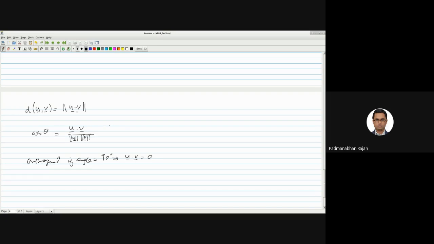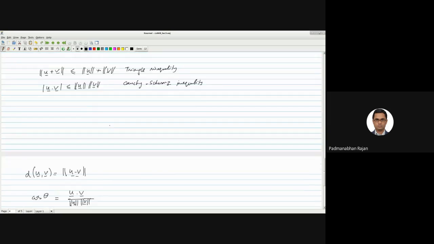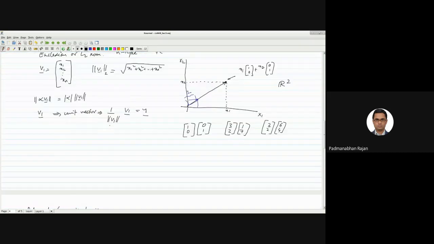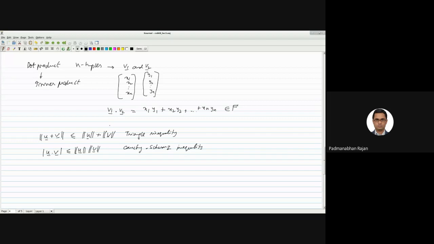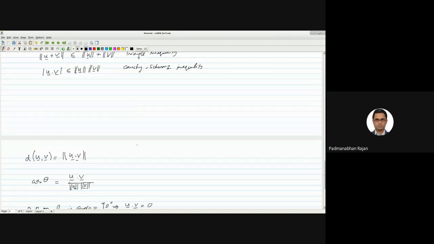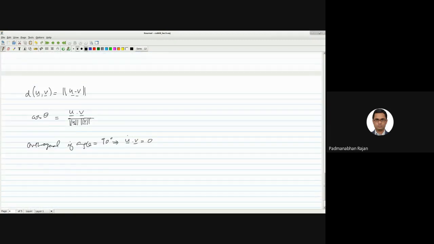So basically now we have vector spaces, we have vectors, and we have several ways to operate on those vectors. We can combine them, we can compare them, we can find the angle between them, the distance, and the size or length. Right? So these are all operations which we will use.